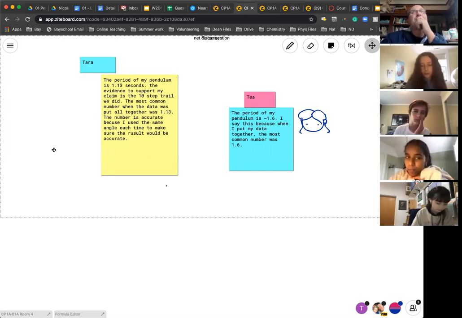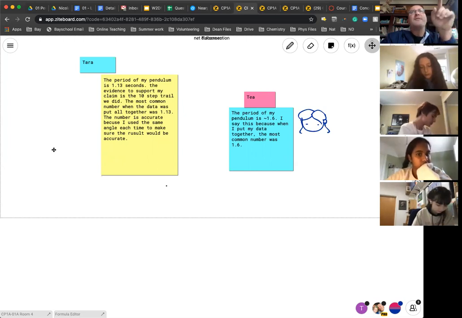So my pendulum swing is 1.13 seconds. The evidence to support my claim is the 10-step trial we did. And altogether, the median of all the data points was 1.13. And I know this is accurate because I use the same angle.